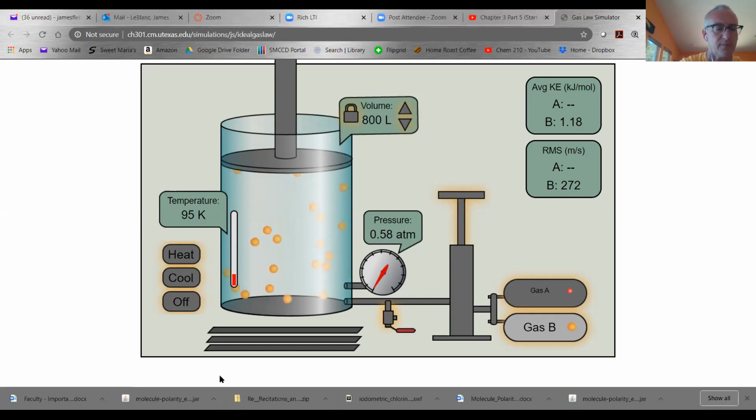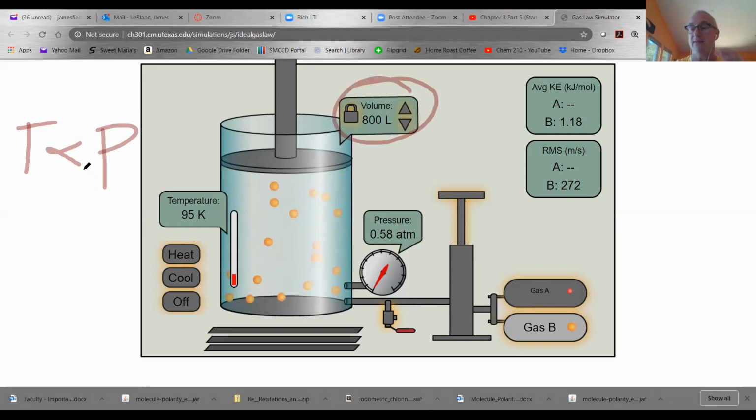is between temperature and pressure. So I have to keep two things constant. I have to keep the number of gas molecules the same, so I can't add any more gas and I can't remove any gas. And I have to keep the volume the same, because if the volume changes, I'll be changing both the volume and the pressure as I change the temperature, right?